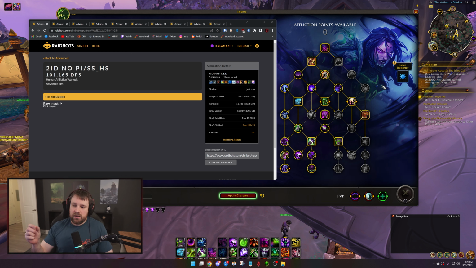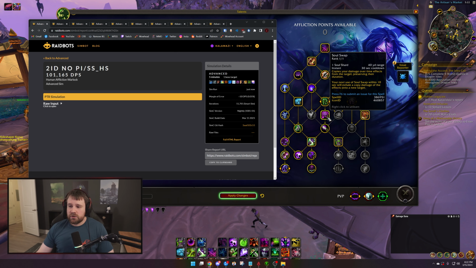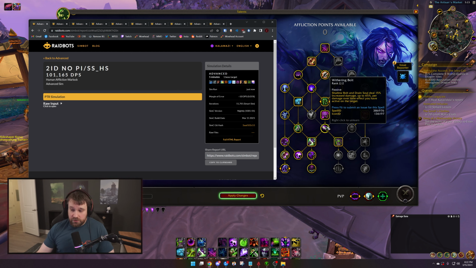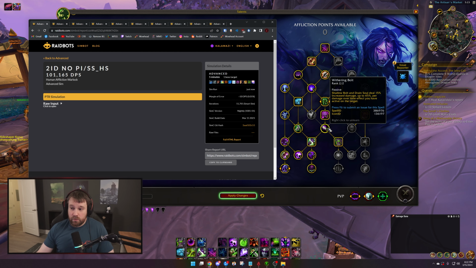The big thing here, and the reason we're playing Soul Swap in PI, like I said, is that PI basically sims higher than 2 points on ID. Soul Swap has some relevancy in some settings, but the main reason is we want Withering Bolt, and you're either playing ID or Soul Flame or Soul Swap to get Withering Bolt.